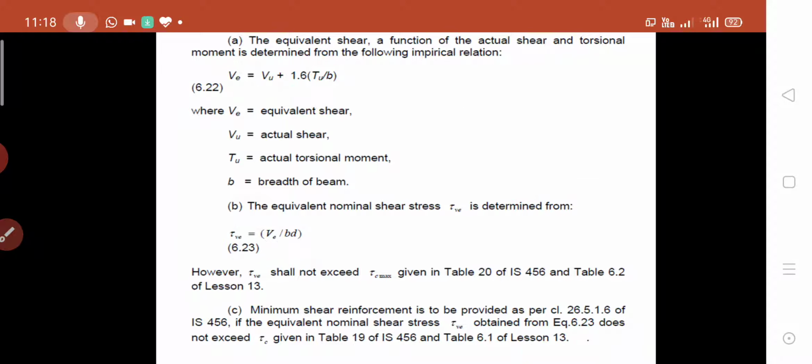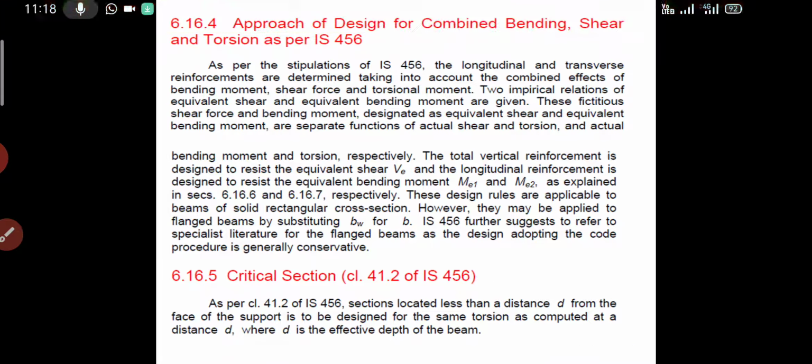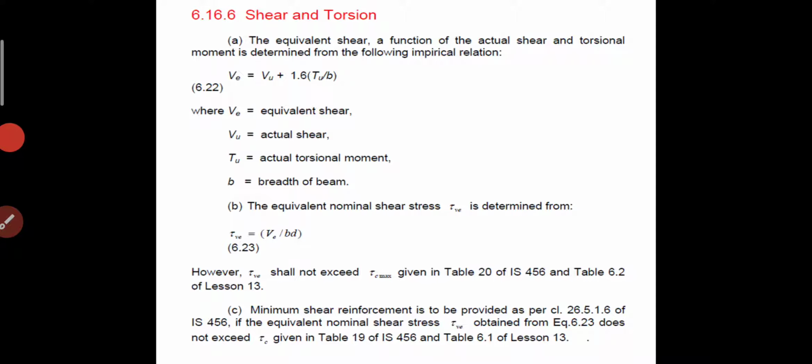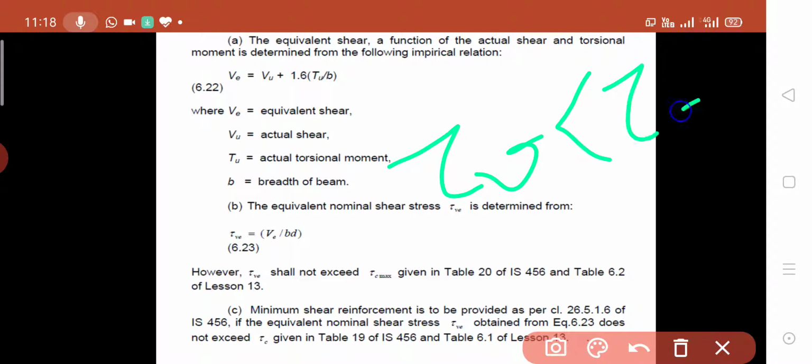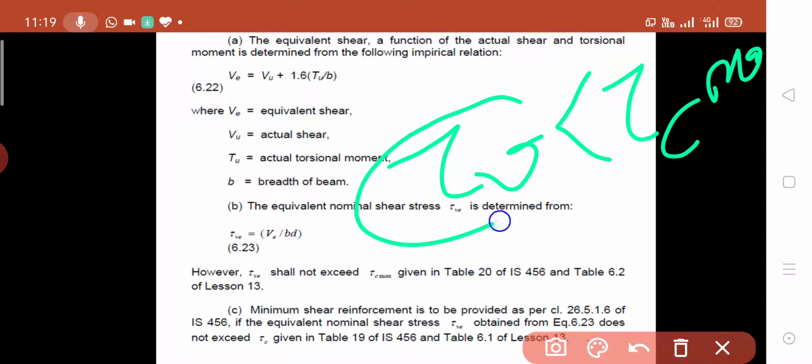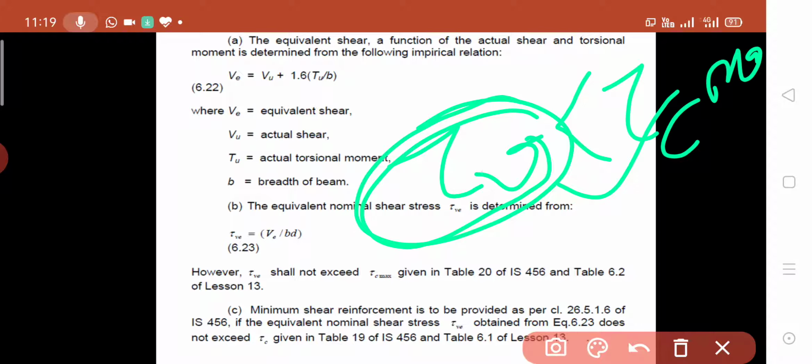However, tau V shall not exceed tau C maximum according to the Indian Standard Code. So, according to the relation, tau V is less than tau C maximum, and tau C maximum we find from the Indian Standard Code table 20, and compare with this tau V. If tau V is less than this value, then it is okay.